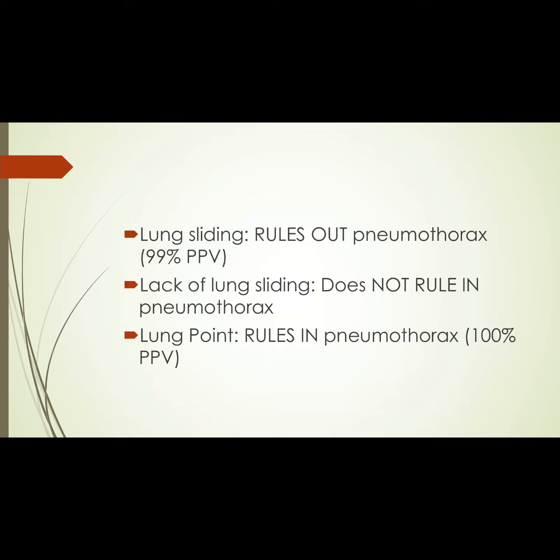A lung point rules in a pneumothorax, 100% positive predictive value. And that's one reason why you look all over the chest and not just the apices, although the vast majority of pneumothoraxes you pick up will be in the apices.